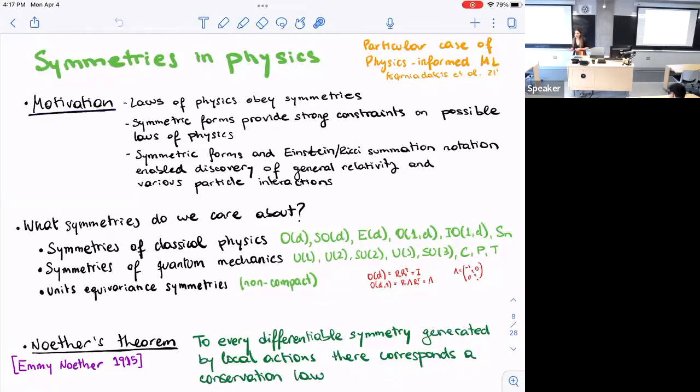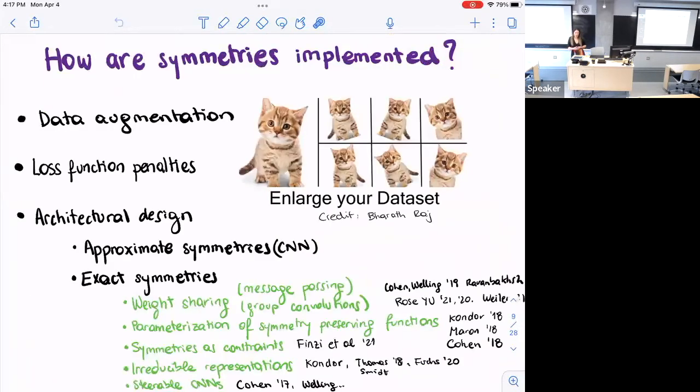So there's going to be some complications that arise from that situation. And there's a classical result by Noether in the beginning of the 20th century that says that every differentiable symmetry generated by local actions is in correspondence with a conservation law, like conservation of angular momentum, conservation of energy, etc. So these physics symmetries are in correspondence with conservation laws. So how can we implement these symmetries?